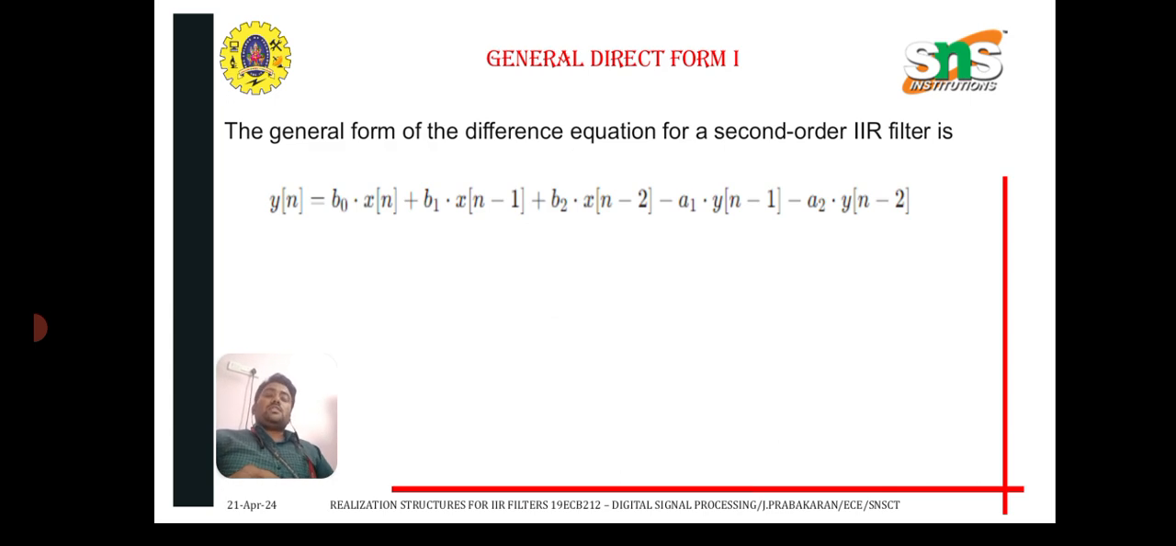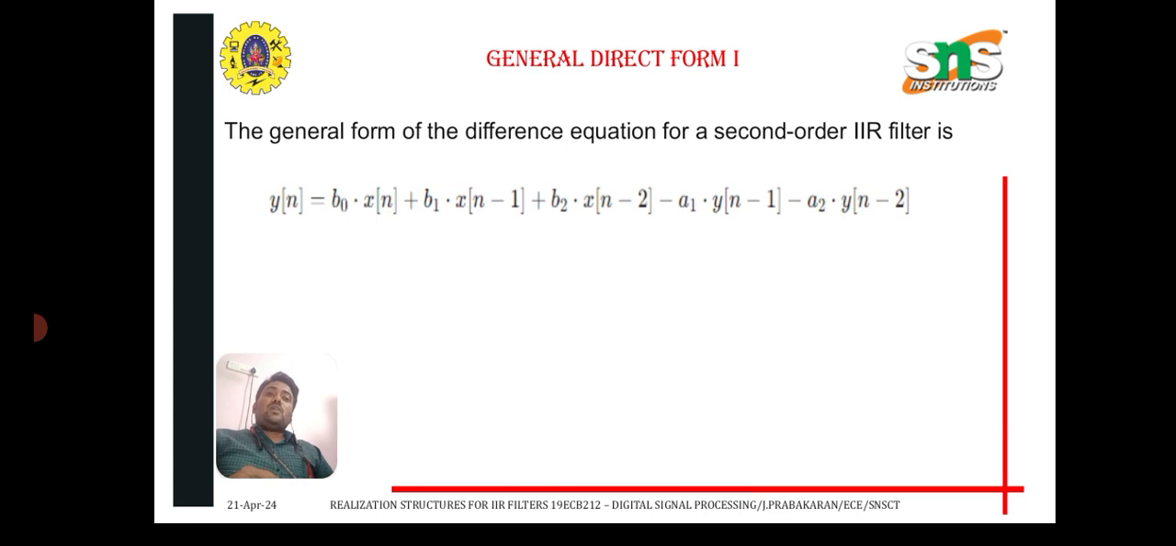Here, first we have discussed direct form 1. In this video we discuss direct form 1. The general equation: in the direct form 1 realization of an infinite impulse response filter, the filter is implemented directly according to its difference equation. The difference equation of an IIR filter describes how the output y of n depends on the current input sample x of n and previous output and input samples.